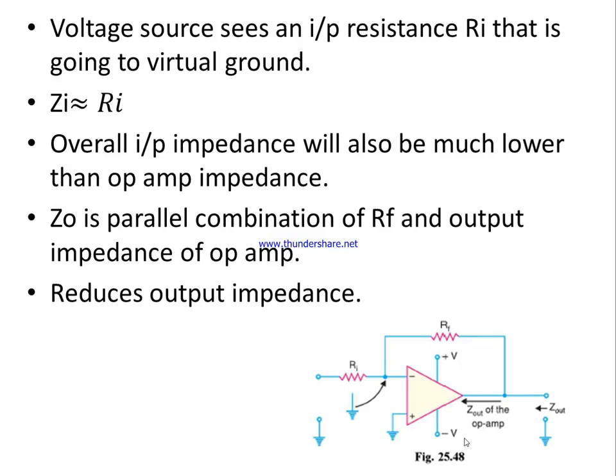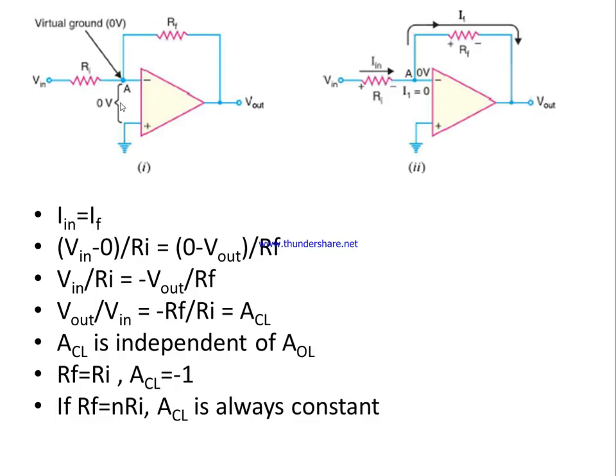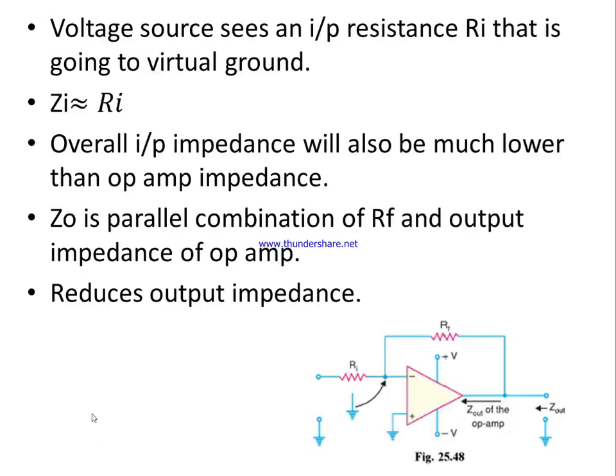Okay, so this is all about the inverting amplifier. There will be virtual ground, and I in will be equal to IF because no current is flowing through the input terminals. Then the closed loop gain will be minus RF by RI, which is independent of open loop gain, and this will always be constant. And the input impedance will be much less than that of the op amp because ZI is approximately RI, and the output impedance will be less than the output impedance of the practical op amp because ZO and RF are connected in parallel to each other. Okay, so this is all about inverting operational amplifiers.